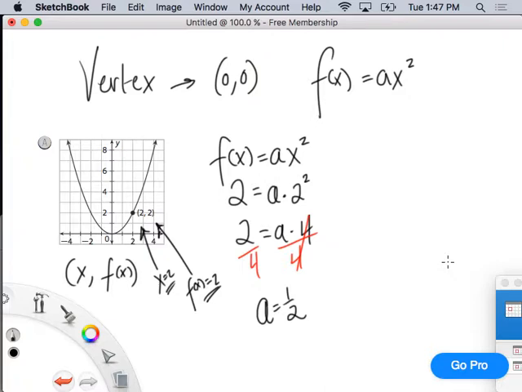I know x is equal to 2 and f of x is equal to 2. So I plug those in. 2 equals a times 2 squared. I end up with 2 equals a times 4. Divide both sides by 4. I get a is equal to 1/2.